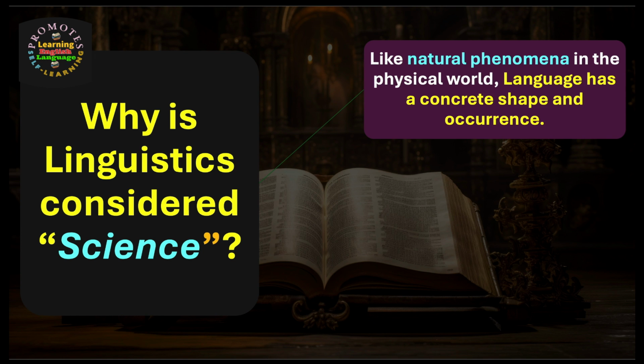Like natural phenomena in the physical world, language has a concrete shape and occurrence. Language too has concrete shape, like alphabets. Language too happens in a way many other natural phenomena happen around us. It is also God-gifted in the way we speak language, or in the way the same language is spoken in different ways by different persons in the same society.